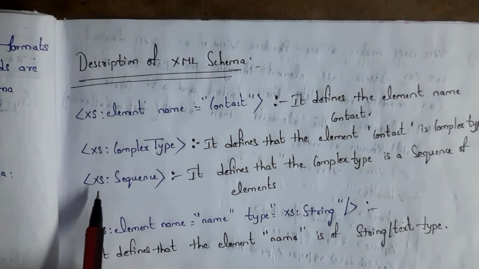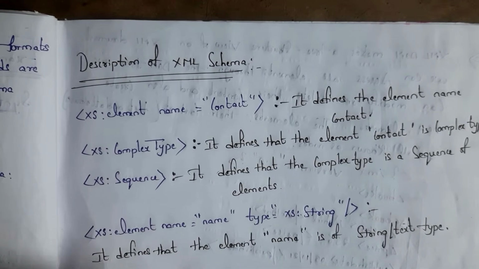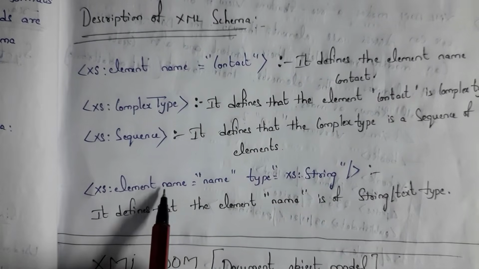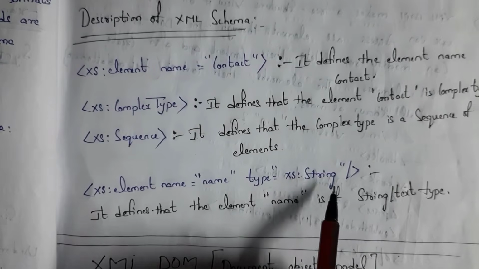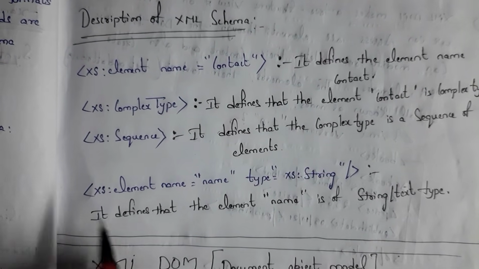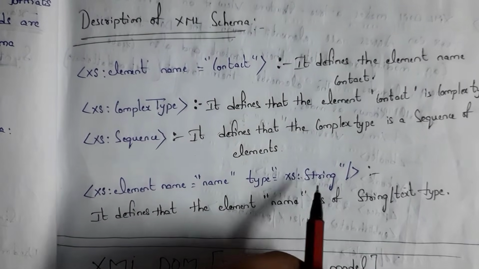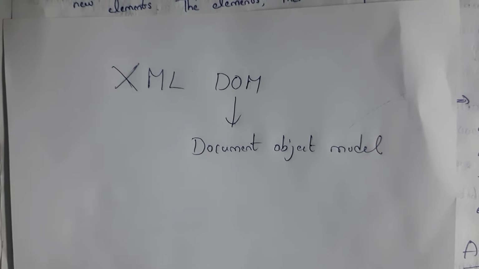And the third tag is xs:sequence. We are representing this complex type in sequence. And the fourth one is xs:element name equal to name, type equal to xs:string. The meaning of this tag is I give an element name as name, and this name is of string data type.